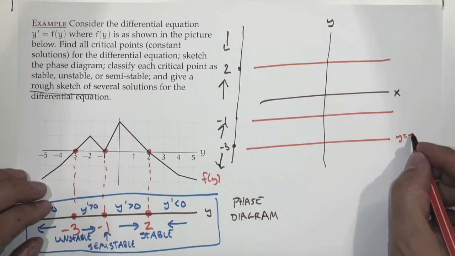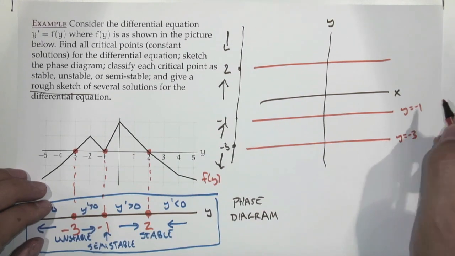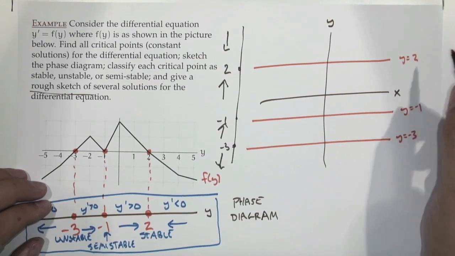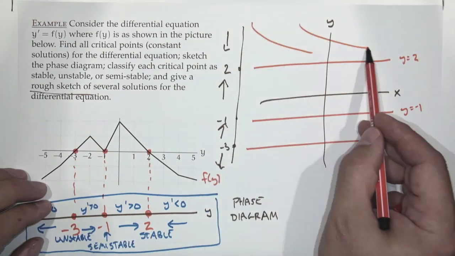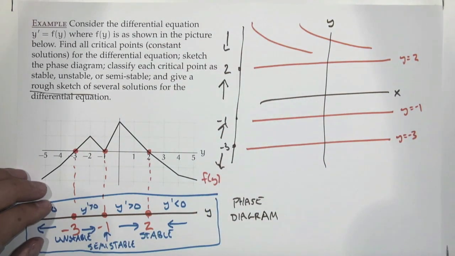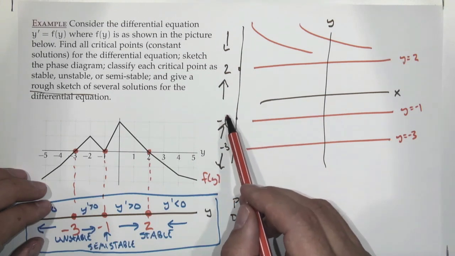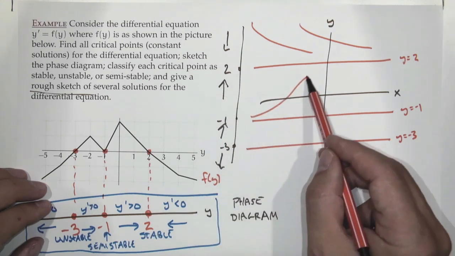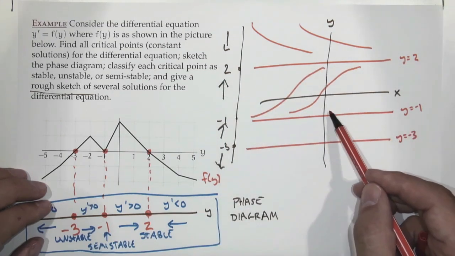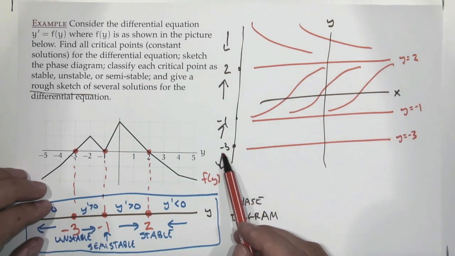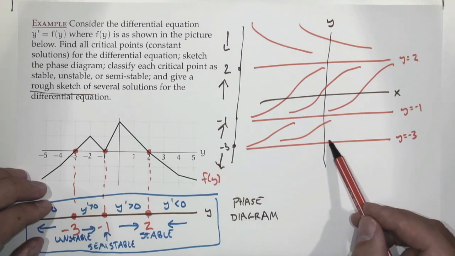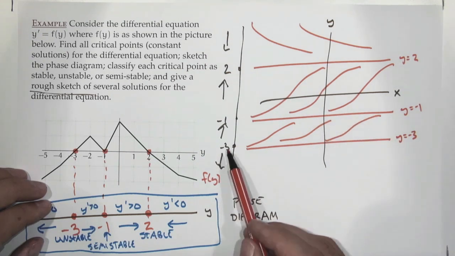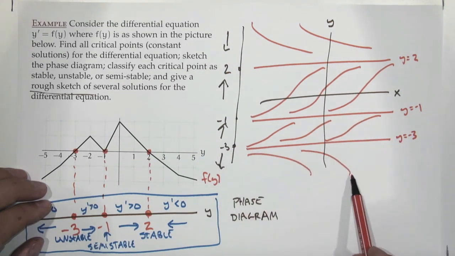And then for the rest, we just need to know which direction we need to go. So if I'm above 2, I'm going down. So I sketch curves going down. Between -1 and 2, going up. So we sketch curves going up. Between -3 and -1, going up again. Below -3, we're going down.